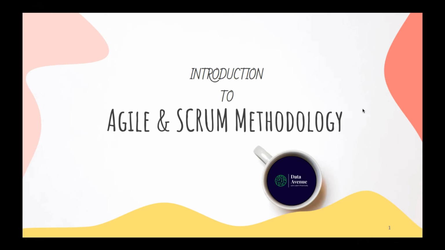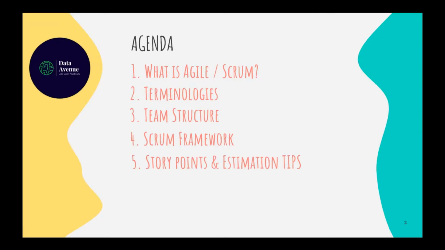Today I'm going to talk about Agile and Scrum methodology. So here is the agenda. I'm going to talk about what is Agile, what is Scrum, what are the different Agile terminologies, how the team structure would look like, the Scrum Framework, and let's talk about story points and estimation tips.